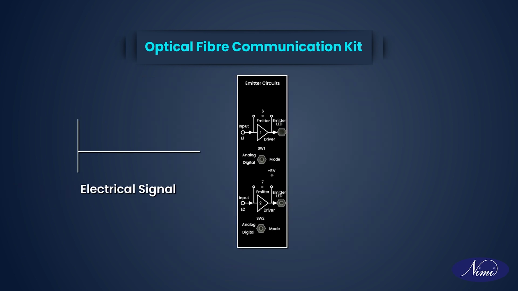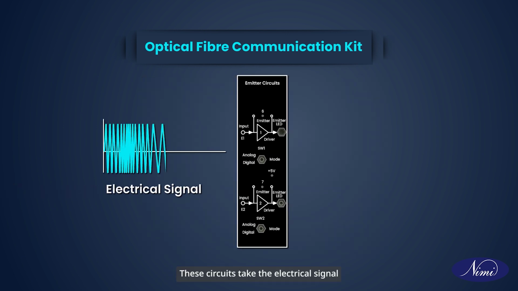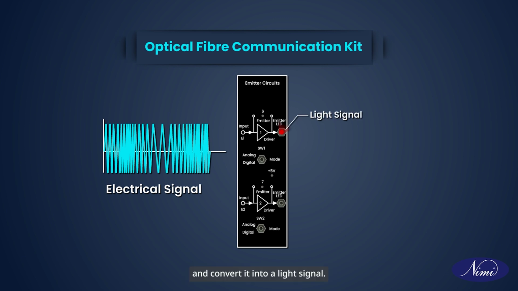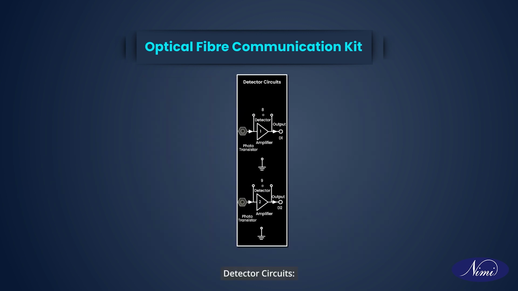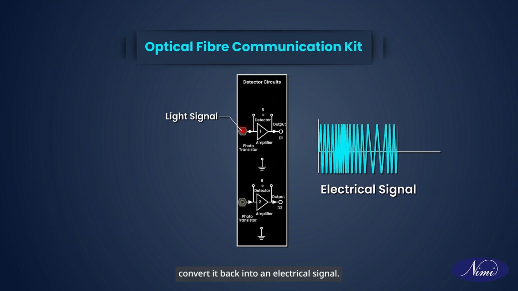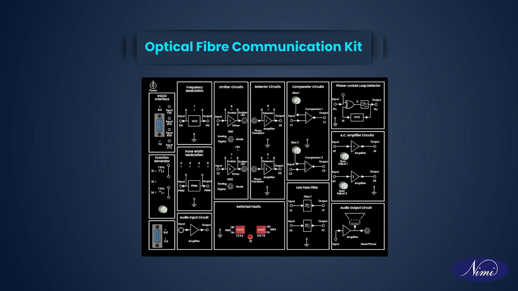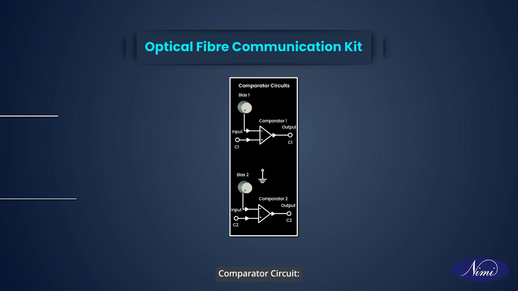Emitter circuits. These circuits take the electrical signal, possibly modulated by the FM unit, and convert it into a light signal. This light signal is then launched into the fiber optic cable. Detector circuits. When the light signal reaches the other end of the fiber optic cable, these circuits convert it back into an electrical signal.